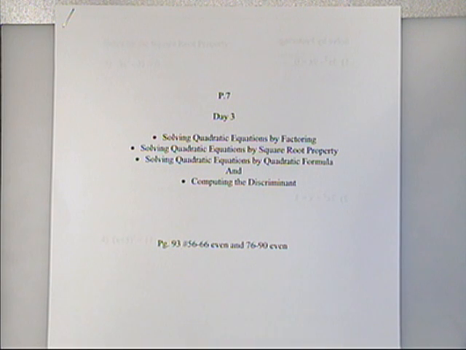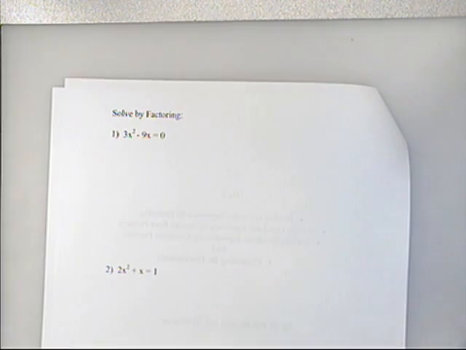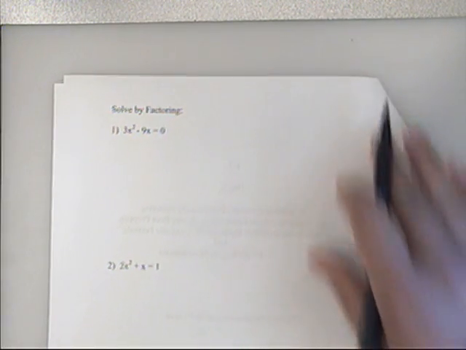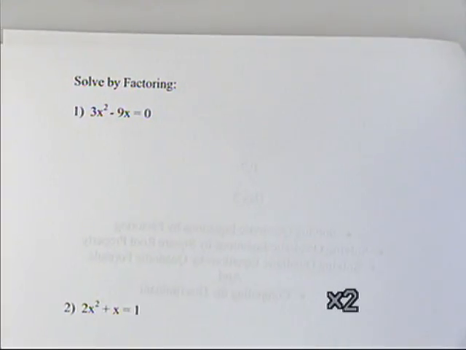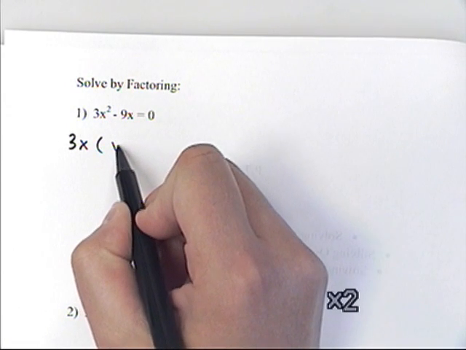This is P.7 day 3, solving equations, quadratic equations. All right, number 1, solving by factoring. Well, you know how to factor a polynomial. For example, this one, we just factor out the 3 and an x, and we get x minus 3.